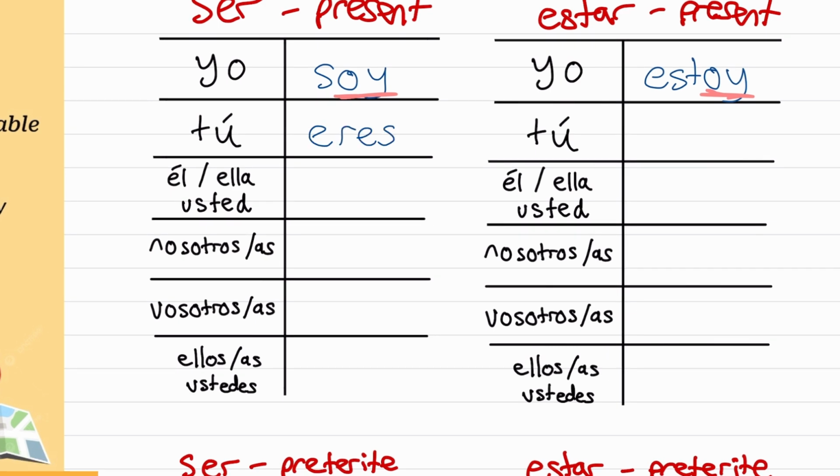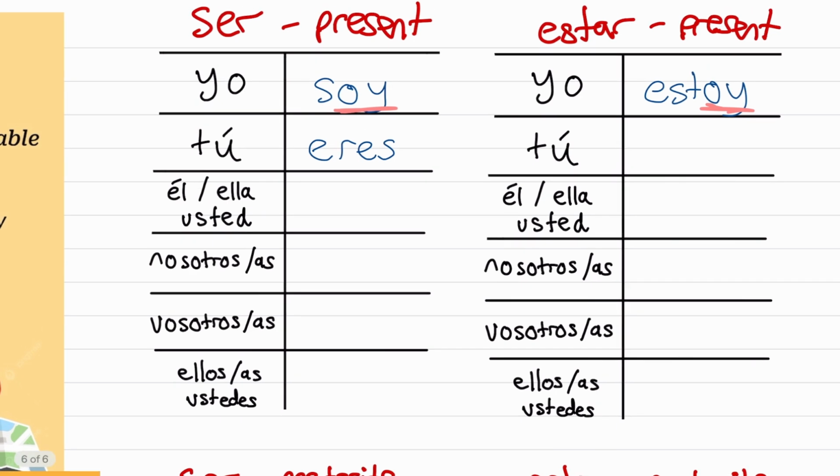Next one we have eres, for you are, eres, and then here using estar in the present tense, you are, estás. There are accents in a lot of these. So accent on the A there, estás. Again, they both do begin with E.